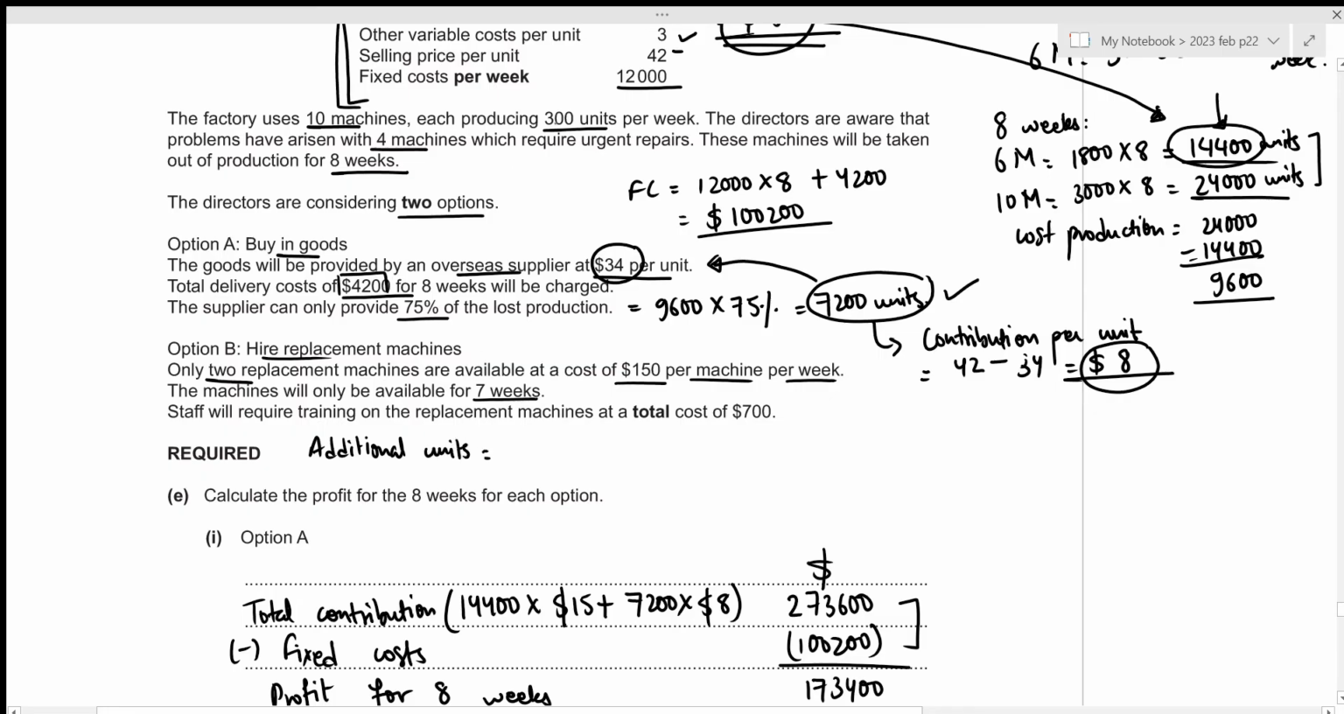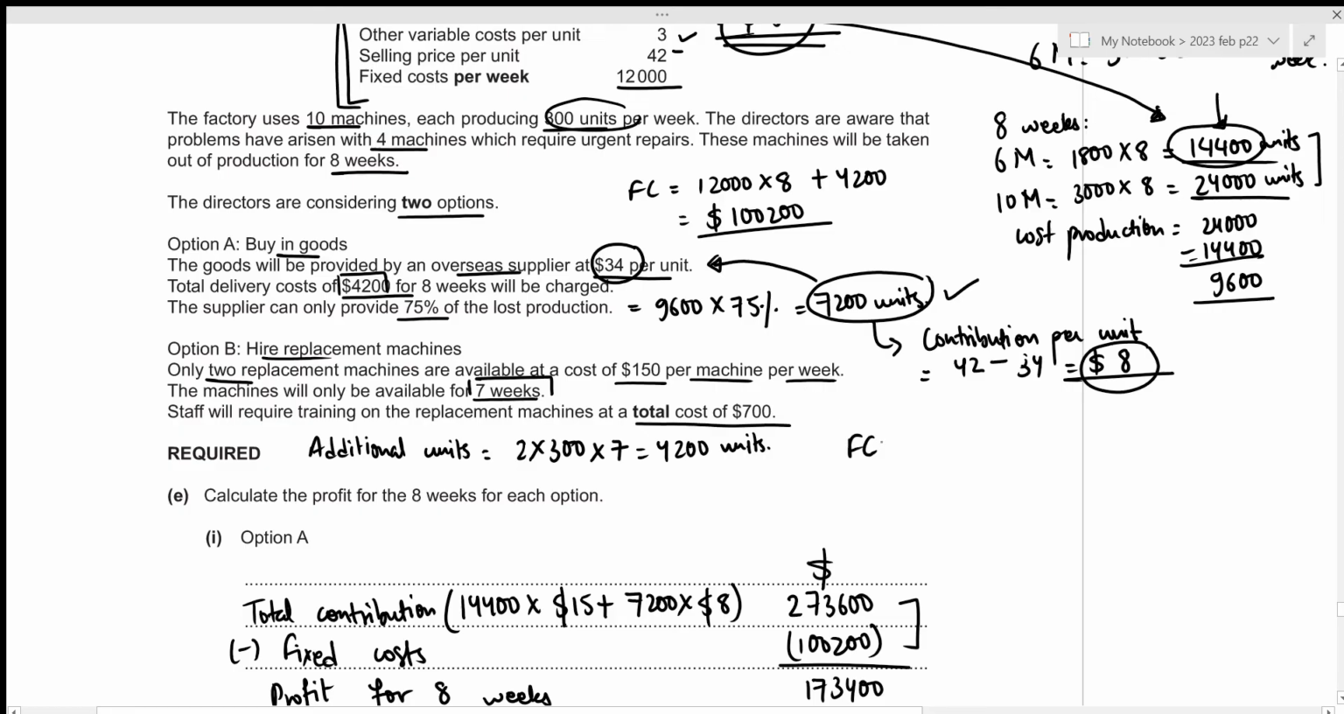We are already told that each machine can produce 300 units per week, and we have 2 different machines. So that's 2 times 300. This will be our production per week, but we are told that the machine will be available for 7 weeks. So we just multiply it by 7. This gives our additional units to be 4,200. And staff will require training on the replacement machines at a total cost of 700.